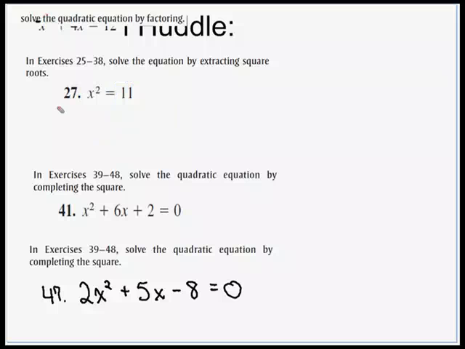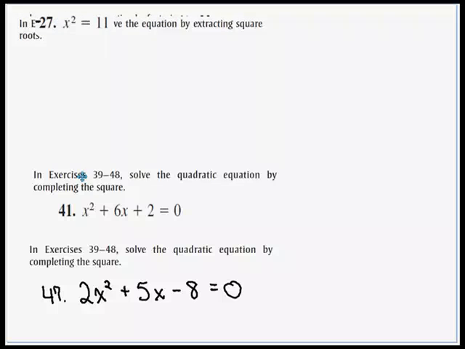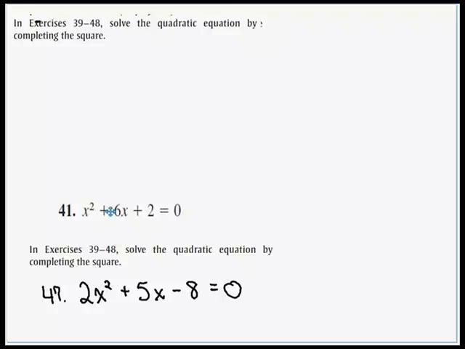Number 41, we're on to complete the square. And this is the basic one, leading coefficient of 1. So we're all ready to go. That leading coefficient is 1. I'm going to rewrite this, moving that 2 out of the way.